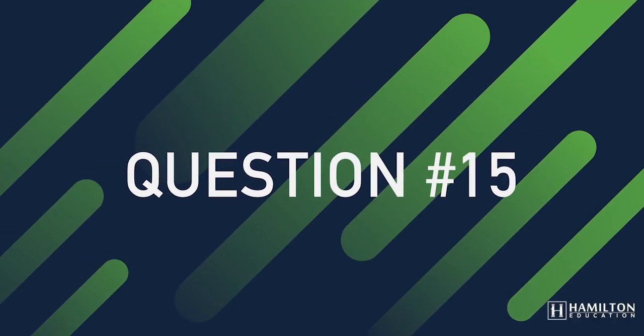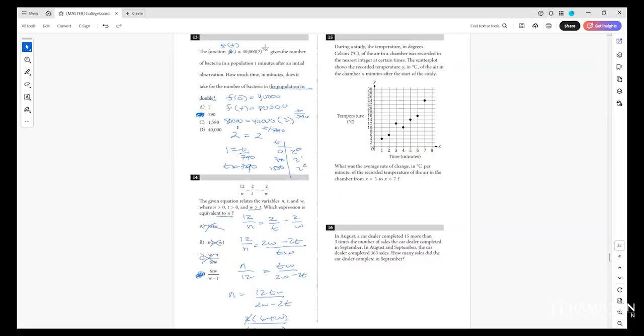Question number 15. During a study, the temperature in degrees Celsius of the air in a chamber was recorded to the nearest integer at certain times. The scatter plot shows the recorded temperature in degrees Celsius of the air in the chamber x minutes after the start of the study. Okay, so we have 10 minutes. We have a bunch of numbers here. What was the average rate of change in degrees Celsius per minute of the recorded temperature of the air in the chamber from 5 to 7?